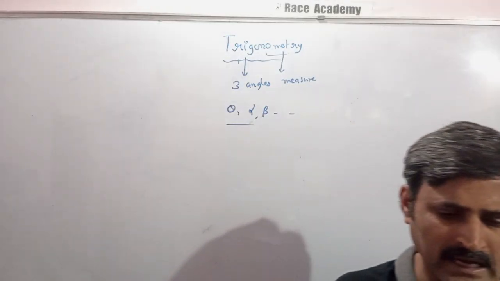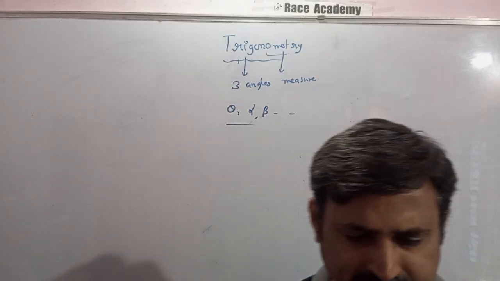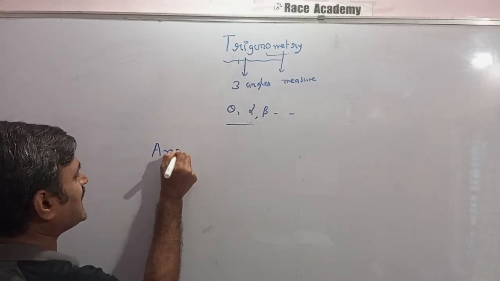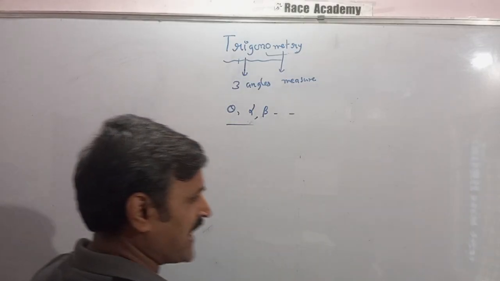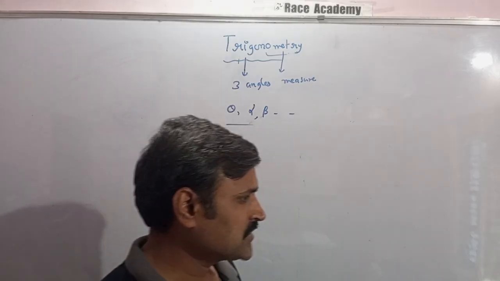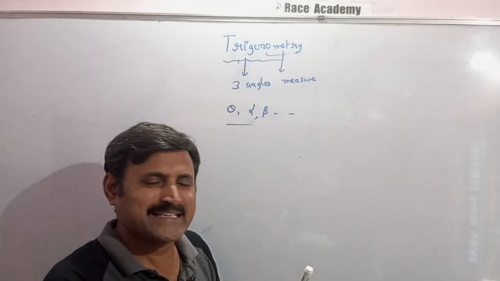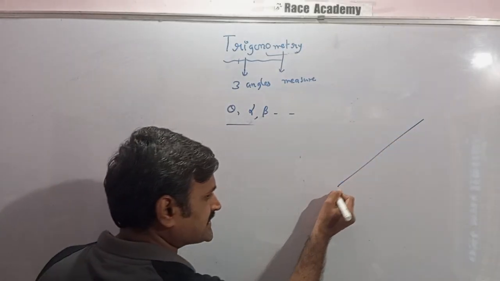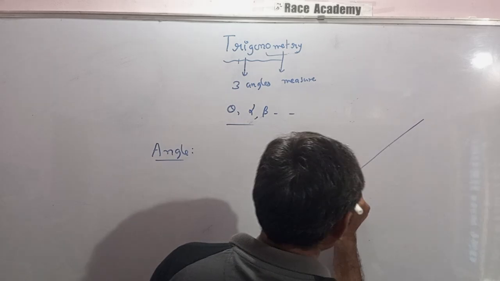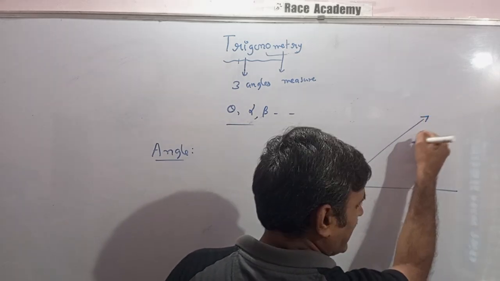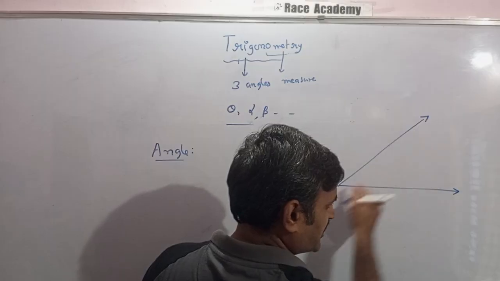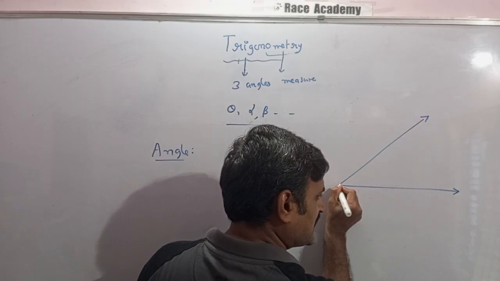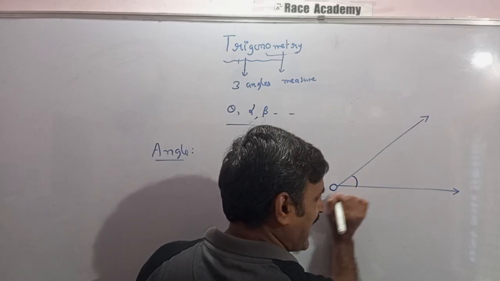Actually, in trigonometry, what exactly is an angle? Illustration of an angle: once you observe, a union of two rays is called an angle. This is one ray. This is another ray. This is the direction here. This is the direction here. This ray and this ray are uniting at this point O, and this is the angle.